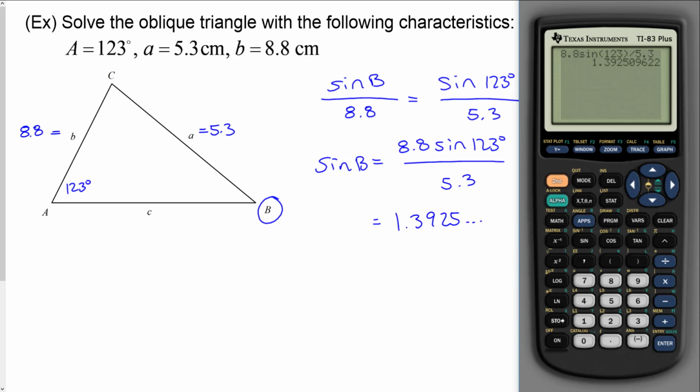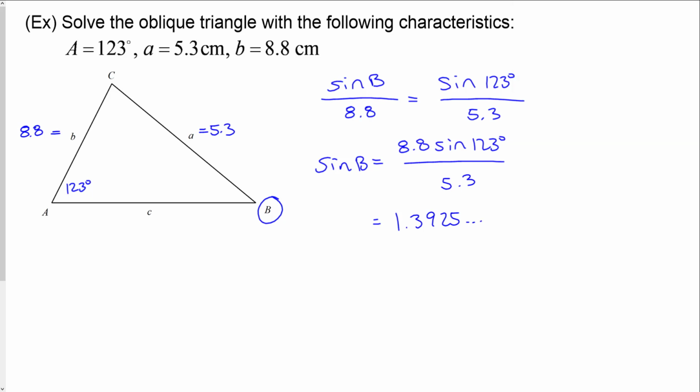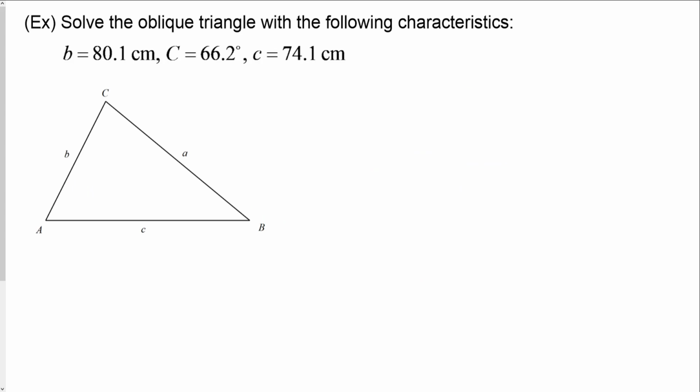And I've got 1.3925. The problem with that is all values of sine have to be between -1 and +1. So when I try and do an arc sine of this, I'm going to get a domain error. So what that means is no such triangle exists. Okay, and you can use the applet to show.